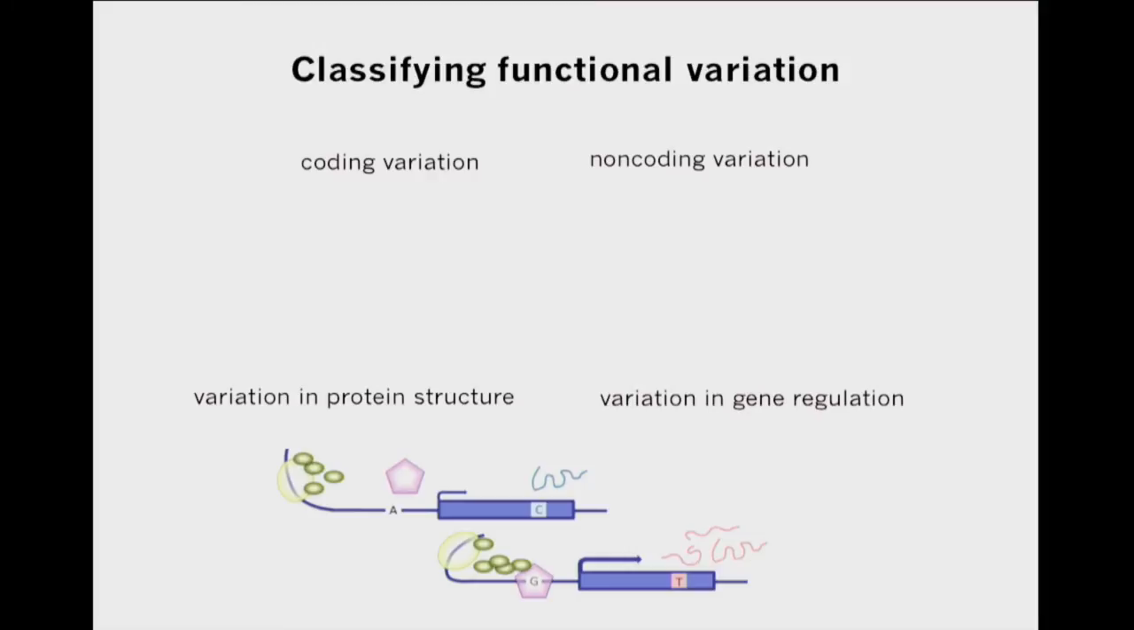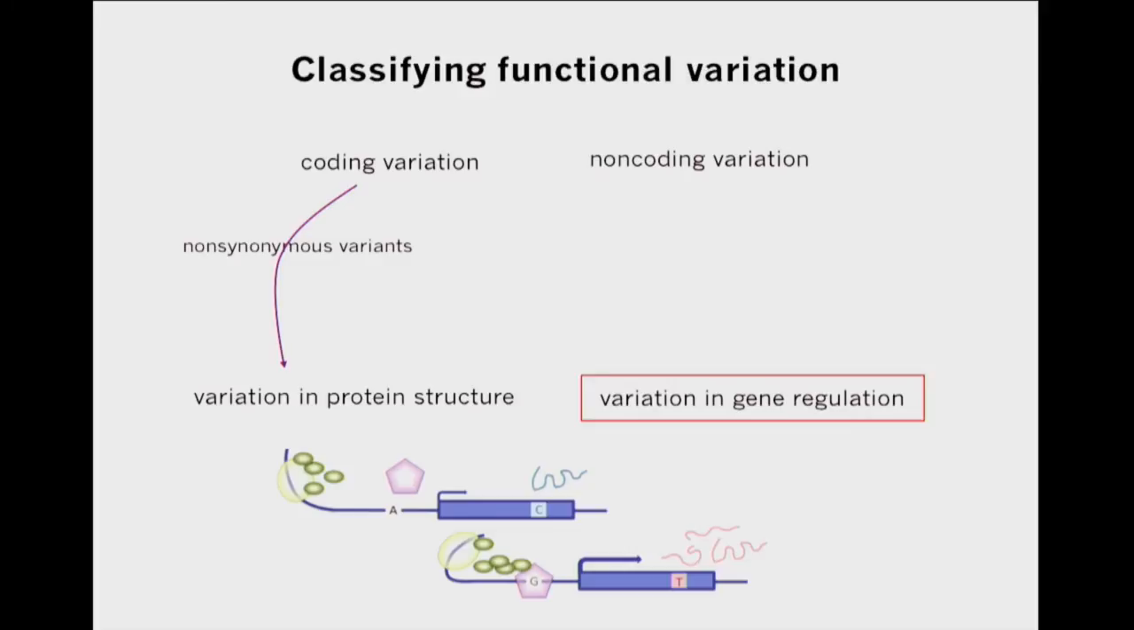And one way to classify them would be to think about variation that affects protein structure, so changes something in the amino acid sequence or other types of modifications in structure. And then there are variants that affect gene regulation. So this is the kind of thing that I am most interested in, although I do some work on the other side as well.